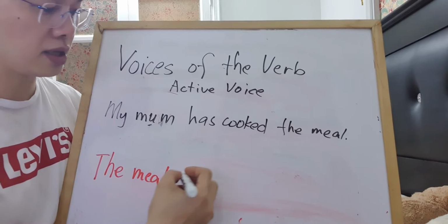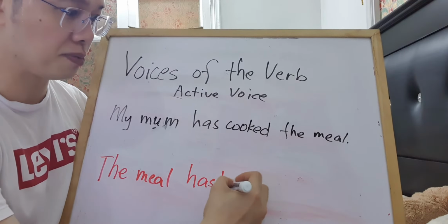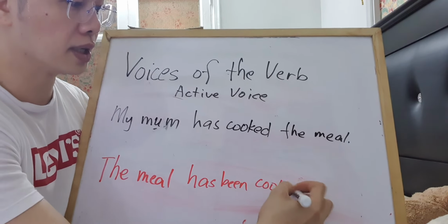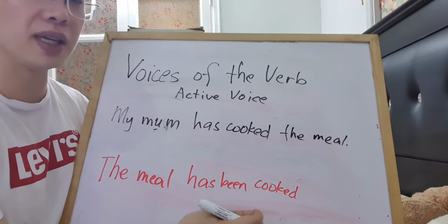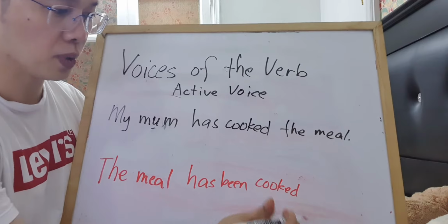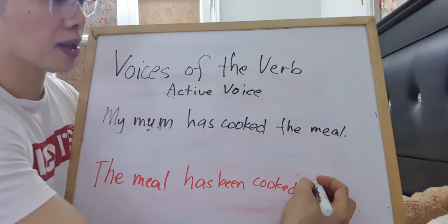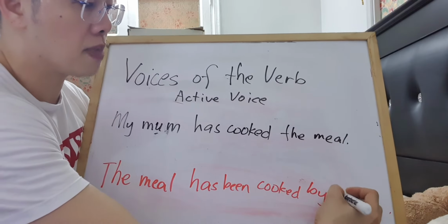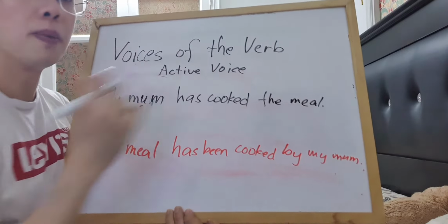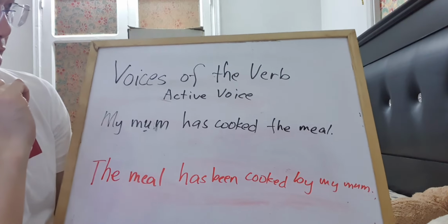Singular subject. Then you will have has. Then don't forget the been, of course. And then the past participle form. In the present perfect, it's easy because the past participle form is there already. Whereas in other tense, maybe you need to really conjugate. Okay. By my mom. That's how easy it is. Did I miss anything? All right.